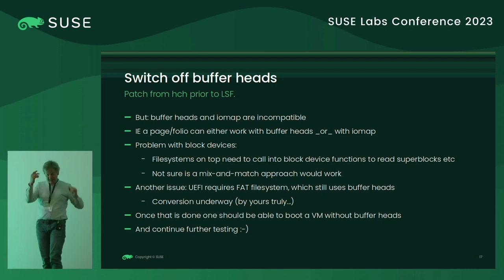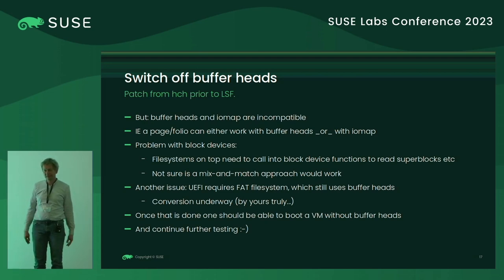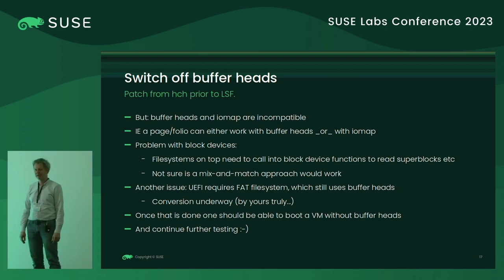And then, as I said, I wanted to boot a VM. I figured I might need UEFI, because I'm booting UEFI, and UEFI requires VFAT for the ESP, for the boot partition. So if I switch off everything which is not supported, that would include switching off VFAT support, which will make booting ever so complicated, because it will be stuck as it can't mount the VFAT file system. All right, I said. It can't be that hard to convert it to IOMAP. Turns out, not that hard, but also not a task which you can undertake lightly.